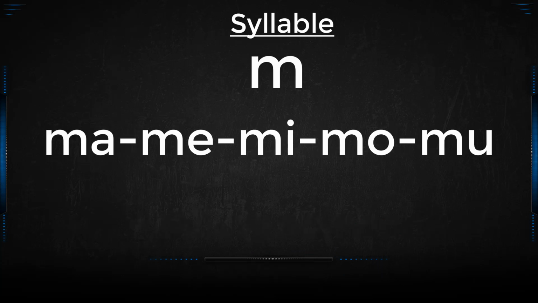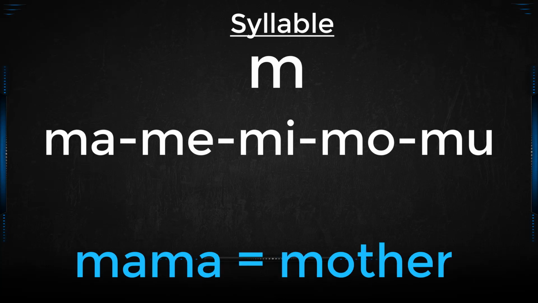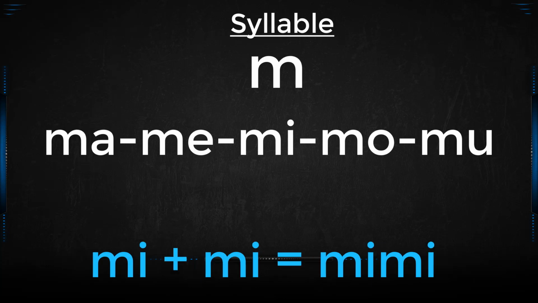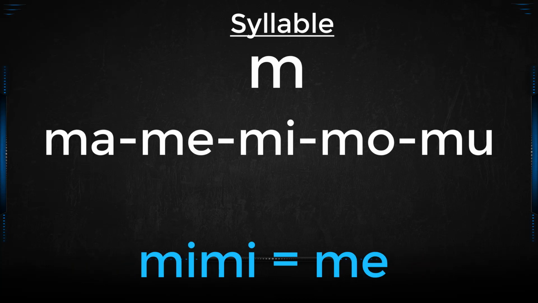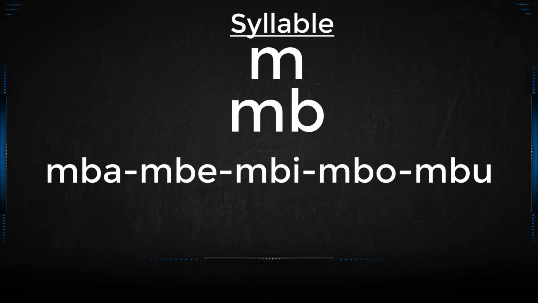Now we are on letter M, and with letter M we have two cases. The first case is letter M plus A. This becomes ma, so we have ma, me, mi, mo, mu. An example of a word which can be formed from this case is mama, which means mother. We have mimi, mi plus mi, which means me. Then the second case is where two consonants combine, where M combines with consonant B. So in this case we will have mba, mbe, mbi, mbo, mbu.